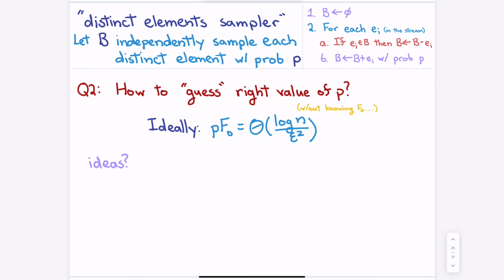Okay, so now we know how to actually implement such a set B, but we don't know how to figure out the right probability P. We kind of have a sense of what it should be. We'd like it to be roughly inversely proportional to F0, allowing also for some log n over epsilon squared. So now there's a question of how we can intuit P.